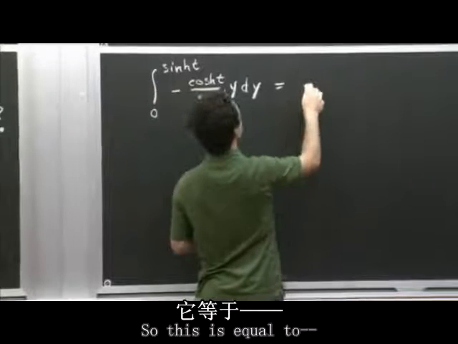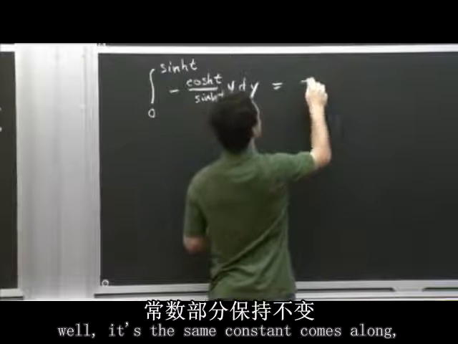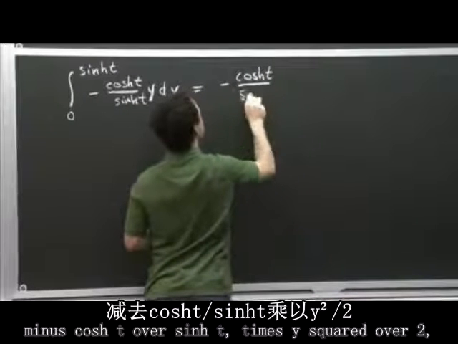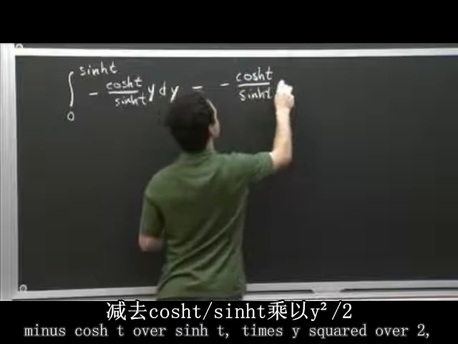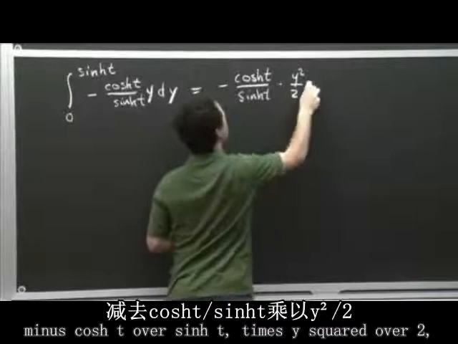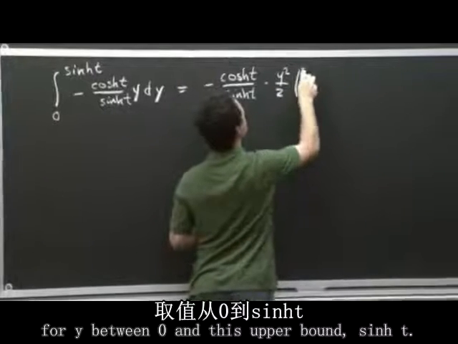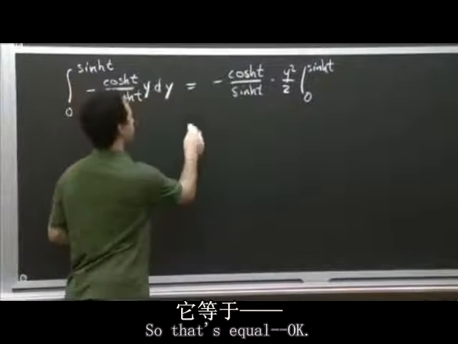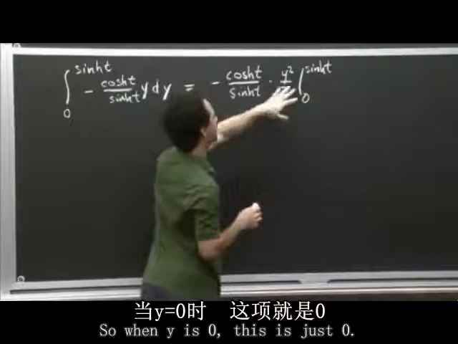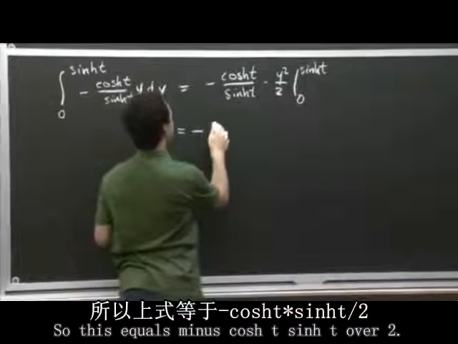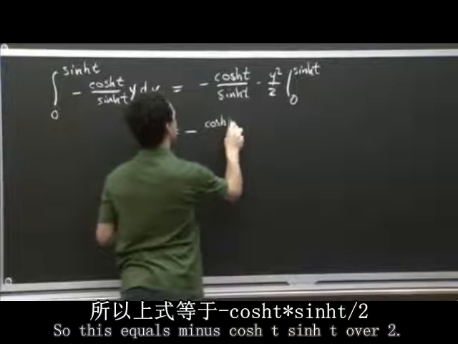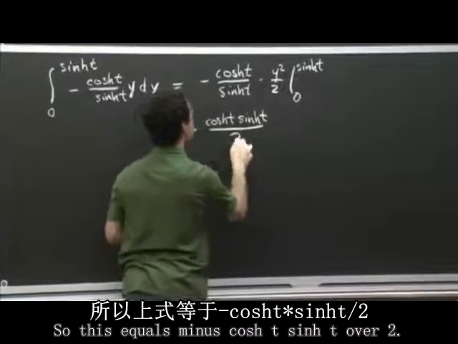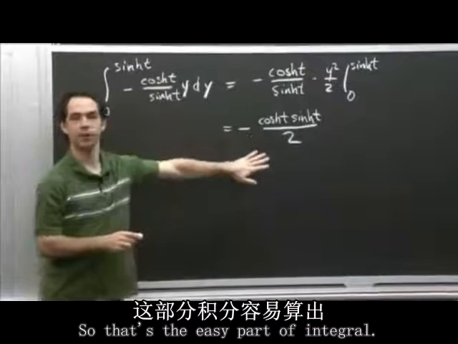So this is equal to, well, the same constant comes along, minus cosh t over sinh t times y squared over 2 for y between 0 and this upper bound sinh t. So when y is 0, this is just 0. So this equals minus cosh t sinh t over 2. So that's the easy part of the integral.